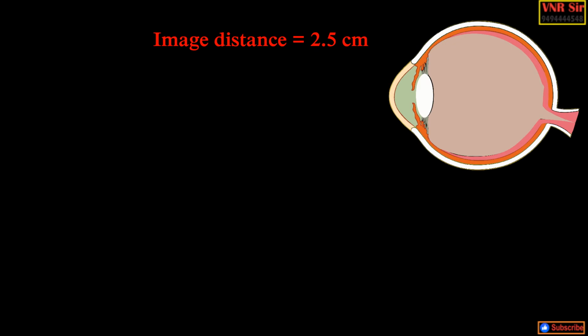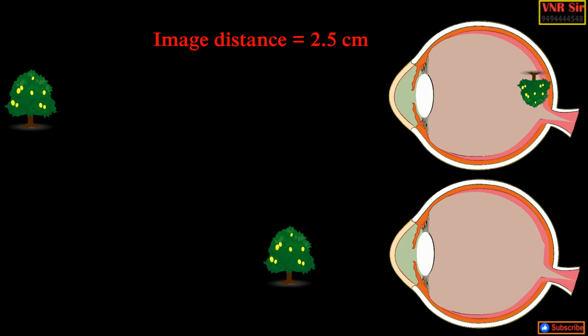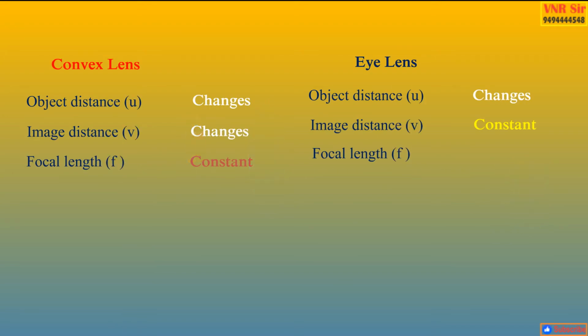Here, when we look at a distant object, the image forms on the retina, and when we look at a close object, the image forms on the retina. How is this possible? That means the image distance is the same in both cases, because as we know, if the object distance changes for a convex lens, then the image distance also changes. Already we learnt this in our previous classes. But here the object distance is changing, but the image distance is fixed. It is always going to form on the retina.